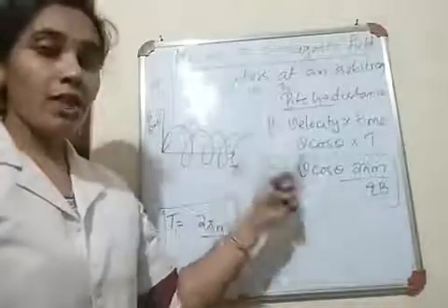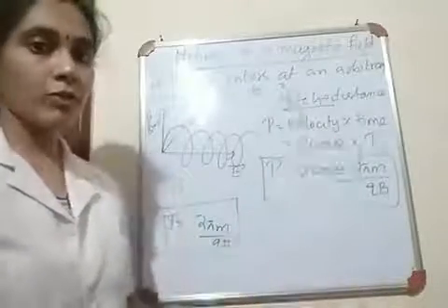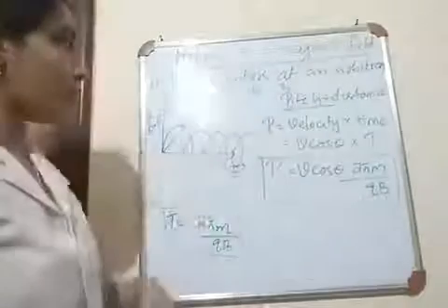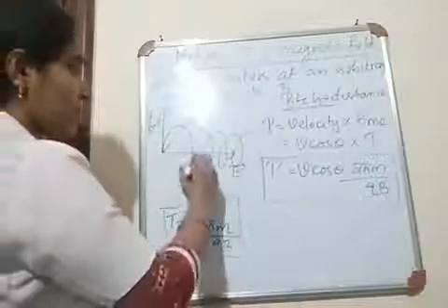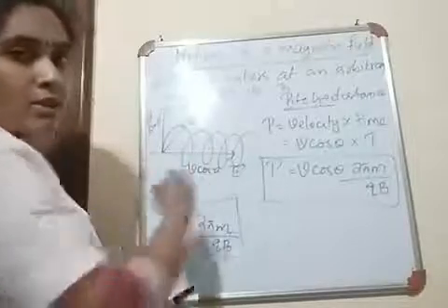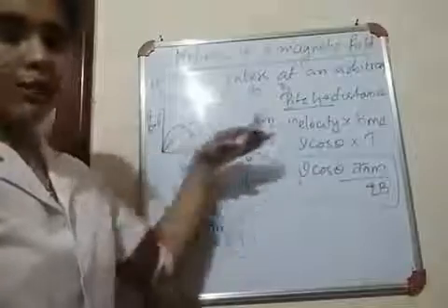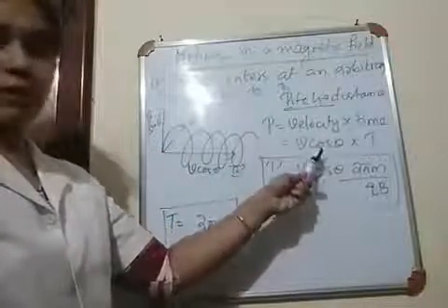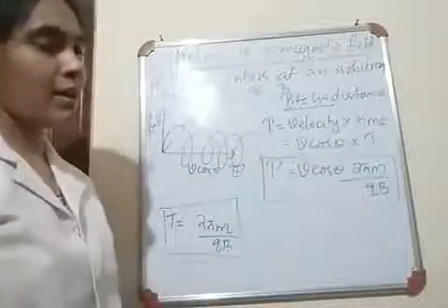And here, which component of velocity is responsible for the linear motion? The particle is moving along this path due to which component? Due to v cos theta. Because which velocity is acting along this way? This is v cos theta. So this v cos theta is responsible for the linear motion. And here in this case, we should substitute v cos theta into time, where time is the time period.